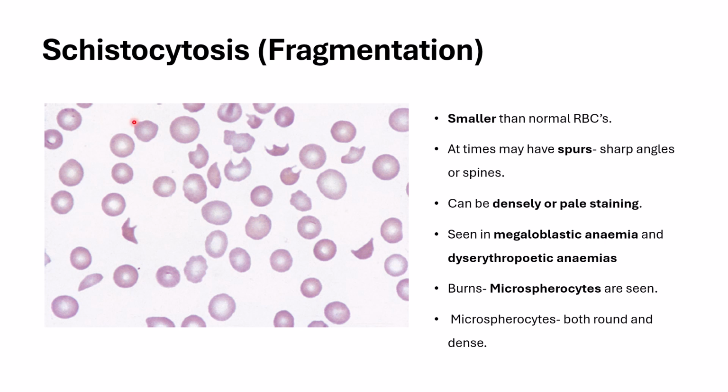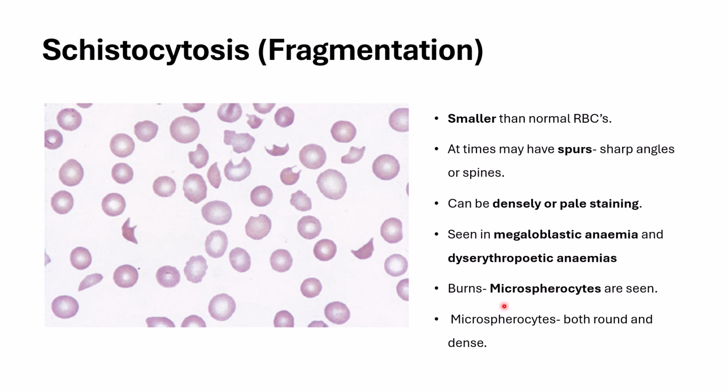So starting with schistocytes, also called fragmented cells. It means fragmentation actually. The cells are usually smaller than the normal RBCs. These are fragmented RBCs. They can stain either more palely or deeply. So see, this is a more deeply stained schistocyte, and this is a more palely stained one. And see, they have spines, spurs, sharp angles or spines, right? So it is seen in case of megaloblastic anemia or dyserythropoietic anemia.